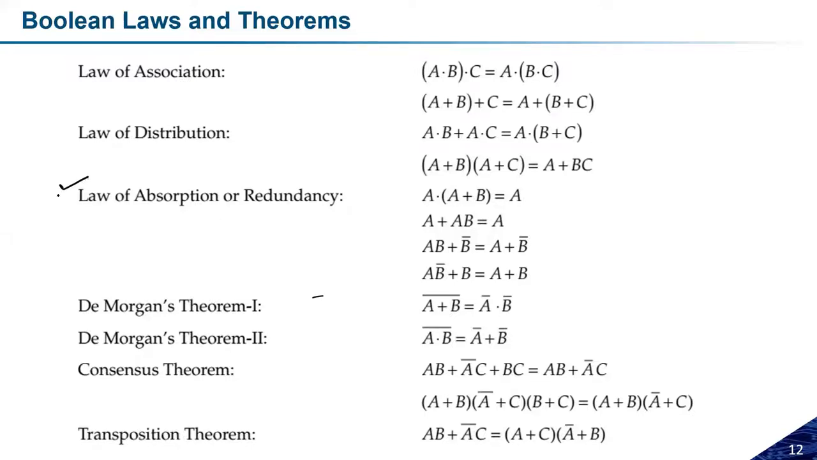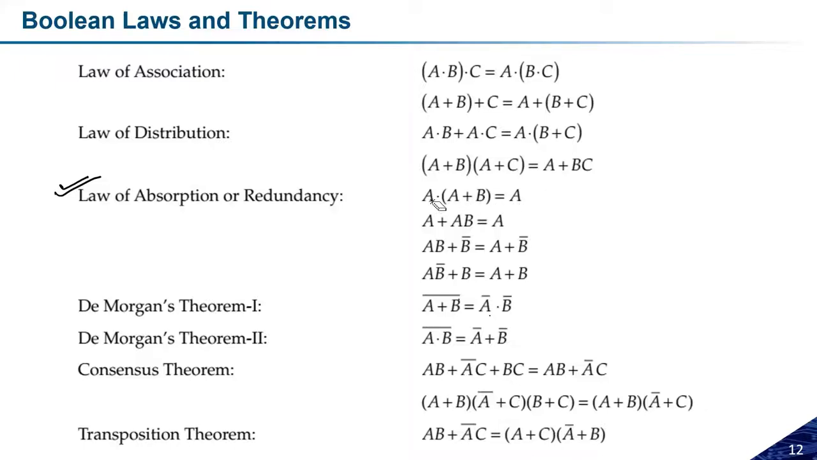Something that I need to discuss here. The law of absorption is very important, especially because all other things are very normal that you can do easily. But the law of absorption is really important. What is that law of absorption or law of redundancy? Here, if you see, A dot A plus B, that is giving A. Yeah, this is very funny. One variable is removed here. So now we don't need this variable. I will prove how we are getting this.